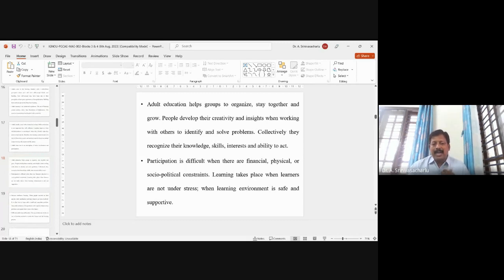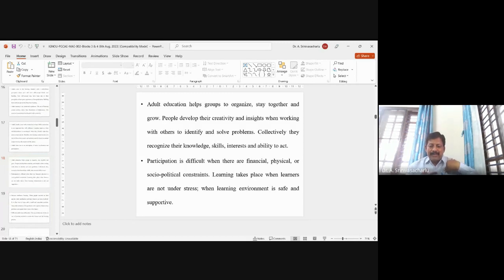So what I mean to say is that in general, in adult learning, there is more preference for group learning. Sometimes it can be even through individual learning. You should make them identify and solve problems. Collectively, they can recognize their own knowledge, skills, interests, and abilities. Please remember, many a time adult learners want someone to support them. Suppose I propose an idea, Mr. Krishnan, you say that you support the idea. Then I feel more confident.